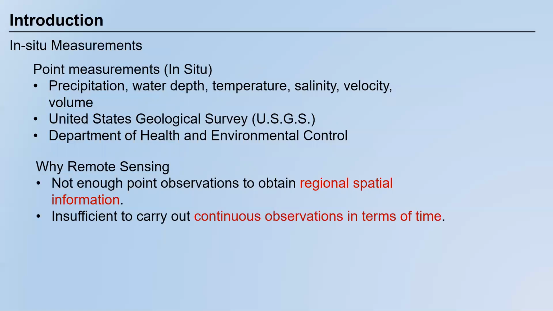But it's not possible to do temporally continuous measurements, but satellites can do that because they're flying in the sky. They have specific revisit periods, and they can observe the same area every several days. And for geostationary satellites, they are looking at a specific area on the ground continuously. They don't have revisit time, right? So they can actually observe the same area or water bodies continuously.